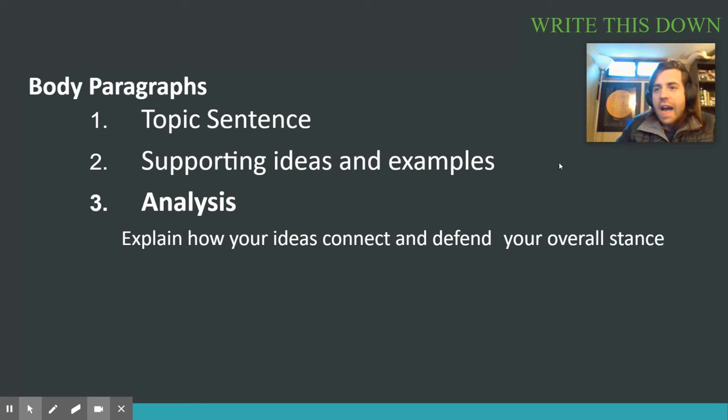Got to tie it all the way back in to that main claim that I came up with. Even when I get to that third counterclaim paragraph, my topic sentence might not be defending my claim. My topic sentence might be criticizing other perspectives and explaining why those other perspectives don't quite fit in my view of the world.